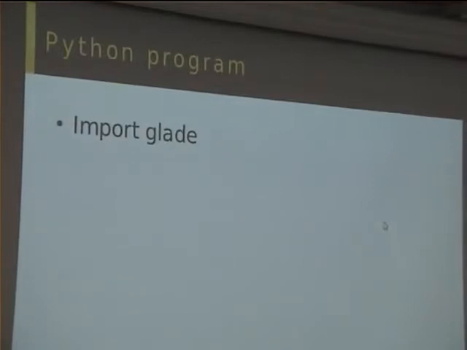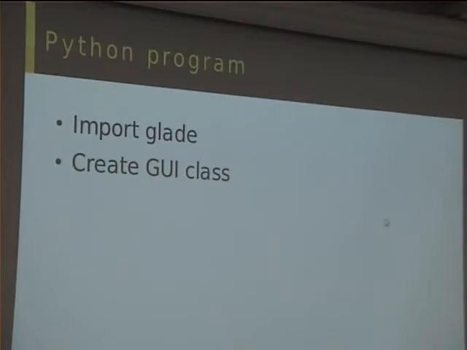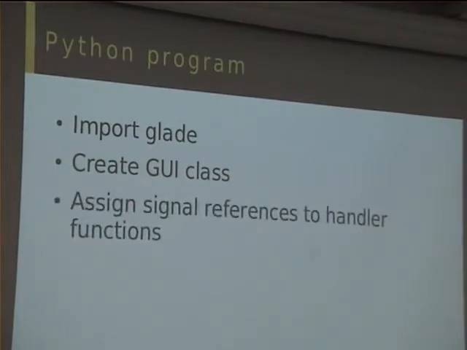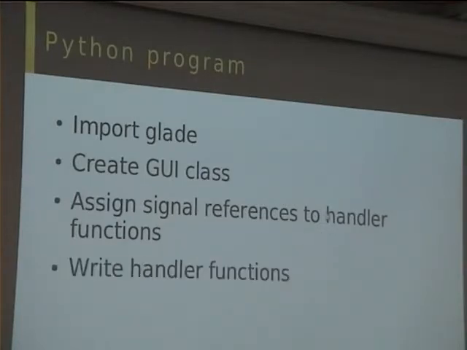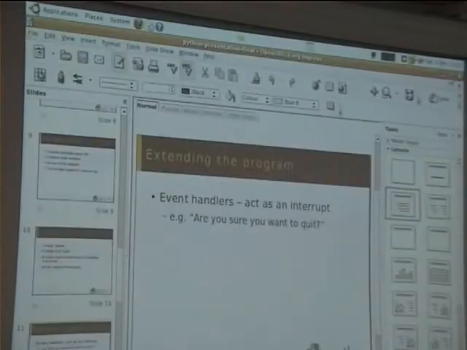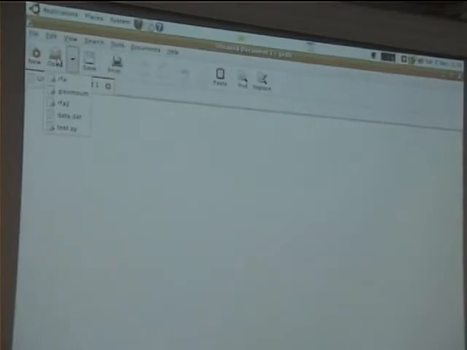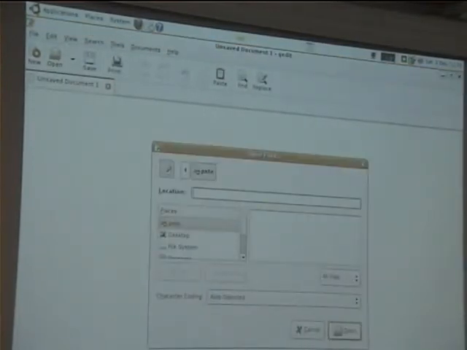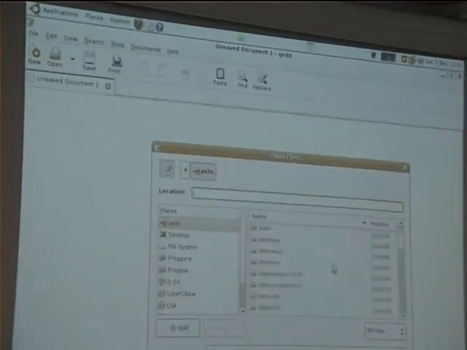So what do we need to do in our Python program? Well, for a start we need to import Glade and the GTK libraries. And then I'm going to create a class which I'm going to call GUI. And then I need to assign these signal references to their respective handler functions. So once these signals have been generated, what should be done in that case? And finally, of course, we need to write our handler functions. So I'm just going to load up the file, and then we can have a quick run through of what is actually happening at each stage.